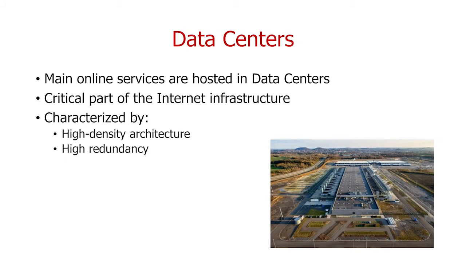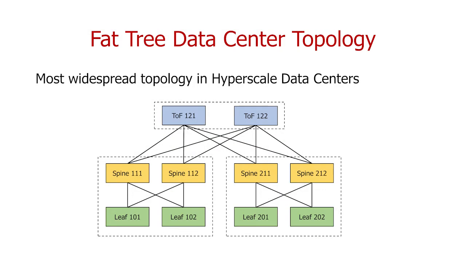Nowadays, main online services are hosted in data centers, so they became a critical part of the internet infrastructure. Data center networks are complex since they are built using high-density architecture and present a high level of redundancy. Today, the most widespread topology in hyperscale data centers is the FAT-tree. But what is a FAT-tree? A FAT-tree is a special type of closed network.